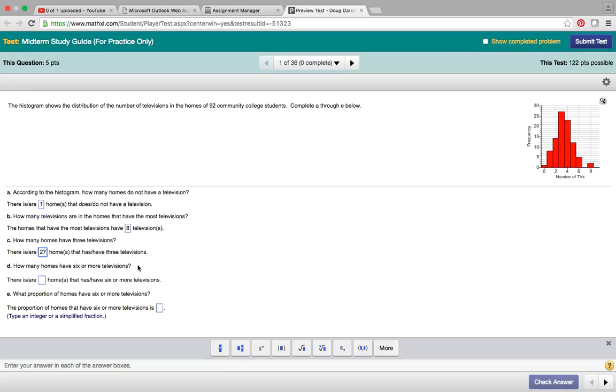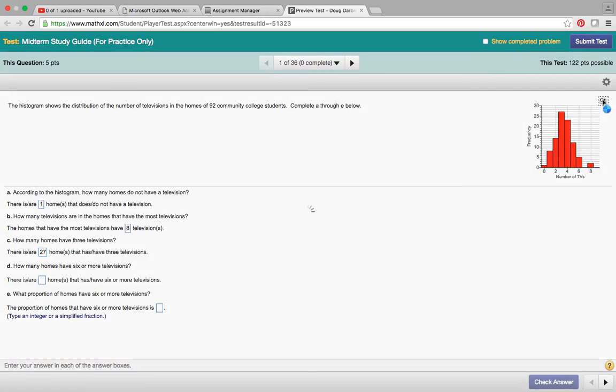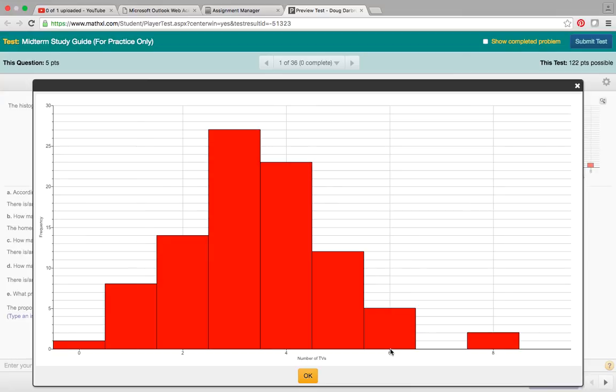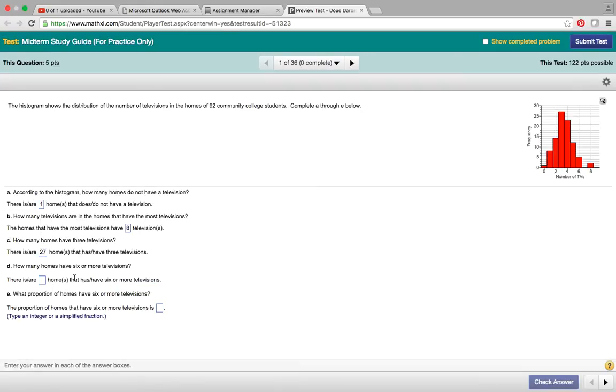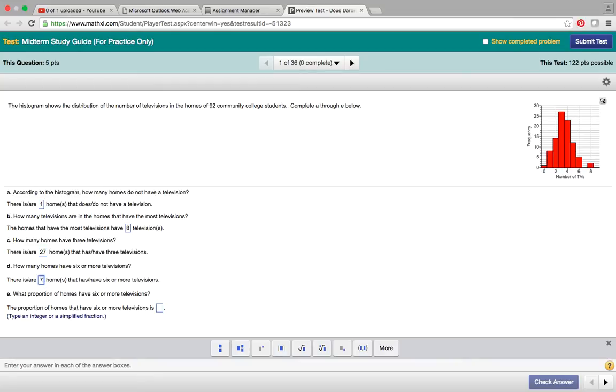How many homes have 6 or more televisions? So that would be... well, let's enlarge this. That's going to help a little bit. So 6 or more looks like it comes over to 5, and then of course 2 more there. So I'm going to go with 7. Again, I will miss something later on, just to see if you're on your toes. And also I want to show you an option that you have to go back.